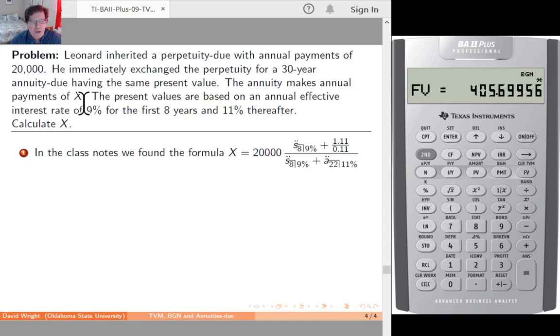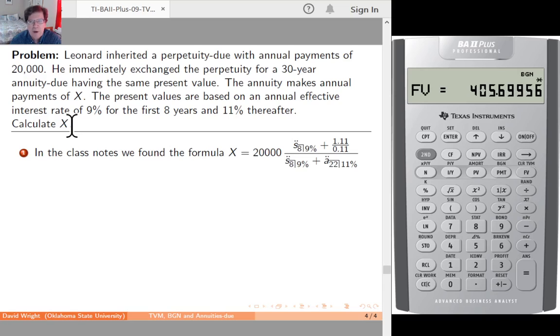The annuity makes annual payments of X. The present values are based on an annual effective interest rate of 9% for the first 8 years and 11% after that. So there's an interest rate change at 8 years. And the question is, what is the new payment of the 30-year annuity?